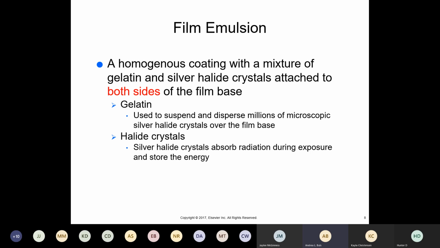So film emulsion is that gelatin. That gelatin is used to suspend those silver halide crystals. And those silver halide crystals are what absorb the radiation during exposure, and they store the energy that is given off by those X-rays.